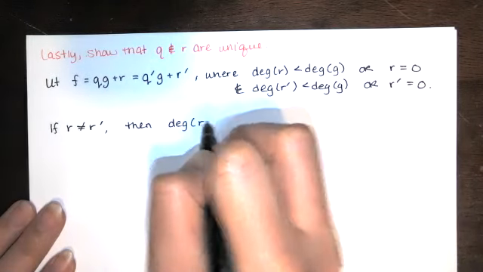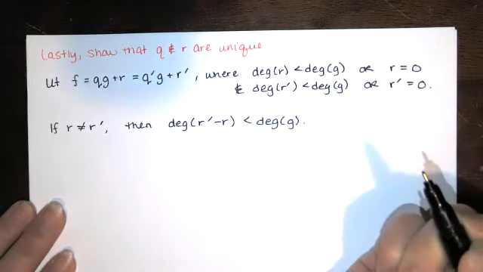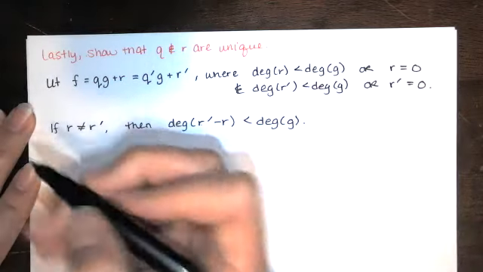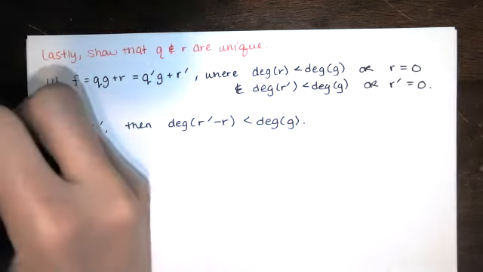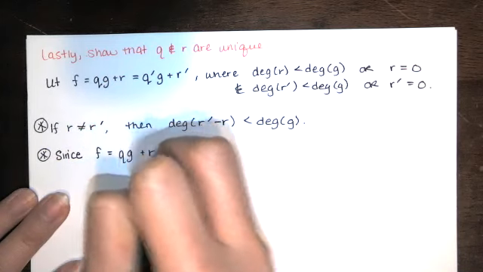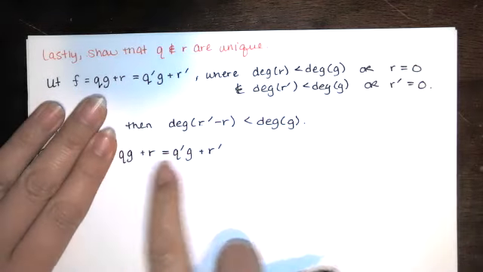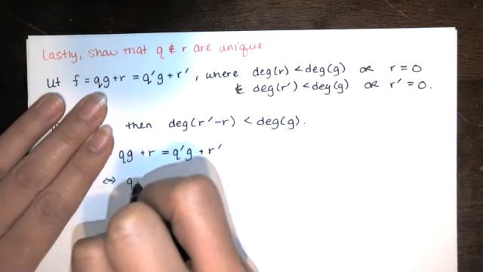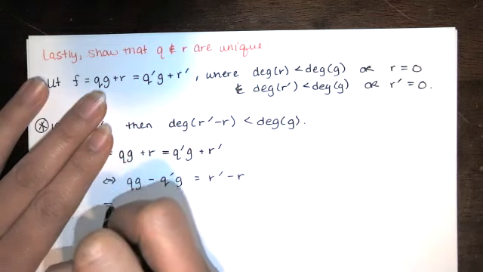then if I subtract them, certainly that polynomial must have degree less than g. But then notice that this is also true. So that's our first note. Look at our second note. Since f is equal to both of these guys, you can almost leave f out and think of this as an equation. We could subtract this term from both sides and subtract that term from both sides. So we'll have q times g minus q prime times g equals r prime minus r, and we can factor out the g if we want to.